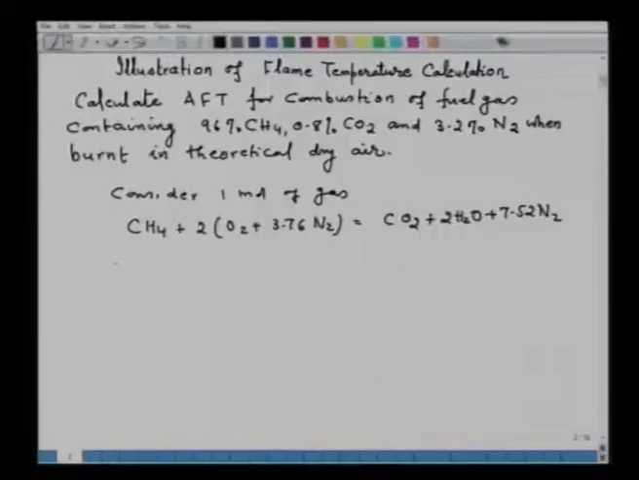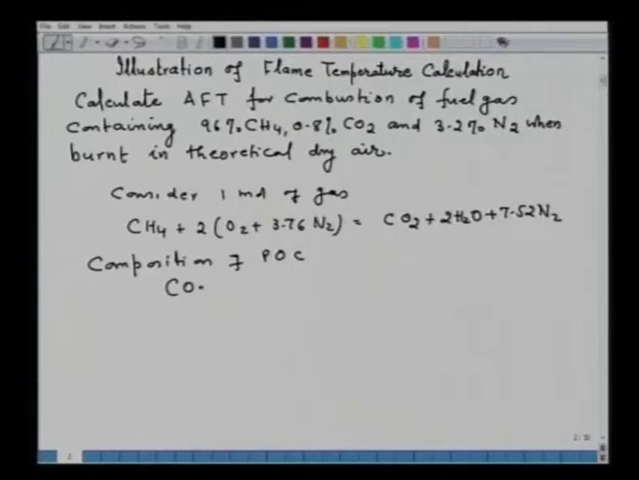Now, we have to calculate the moles of products of combustion. This exercise I will ask you to do yourself. I will straight away write down the composition of POC. Because you have 0.96 mole of CH4, accordingly CO2 will be equal to 0.96. Do not forget to add the 0.008 of carbon dioxide. So, that makes 0.968 moles of carbon dioxide.